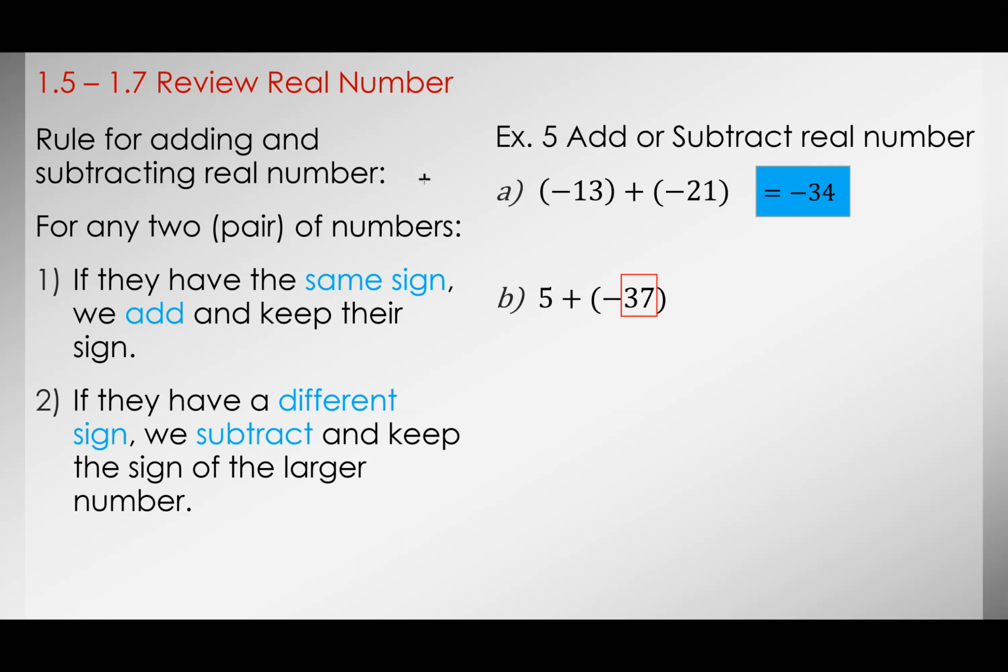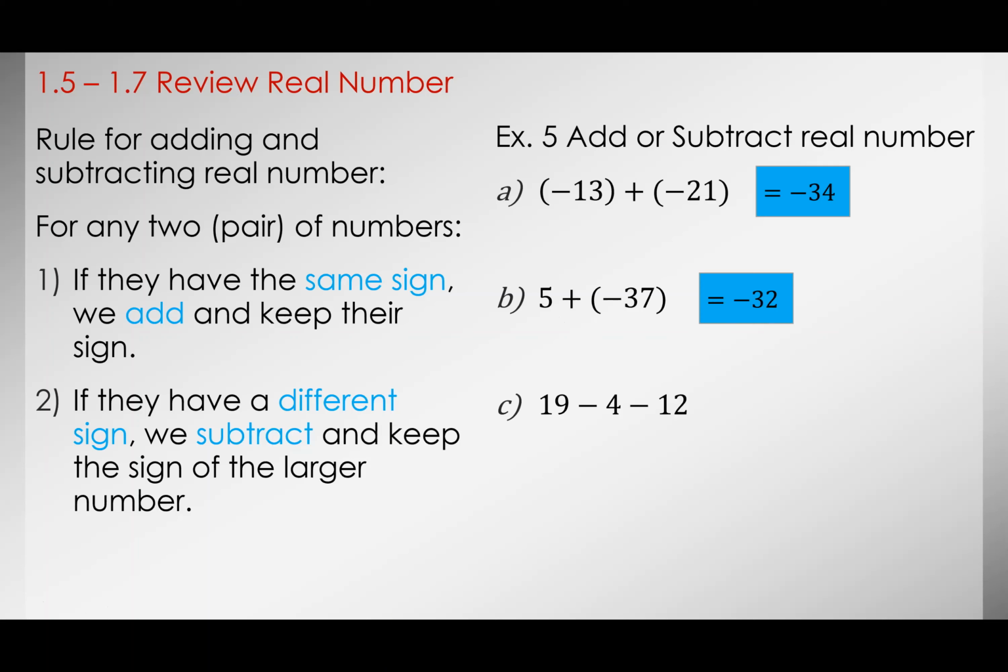So in this case, because they have opposite signs, I subtract, which is 37 minus 5 to give me 32, and keep the sign of the larger number, which is negative 37. So the sign would be negative, right? You owe me $37, you pay me back $5, you still owe me 32, right? So if you put that in the money perspective, that's what you do in that sense.